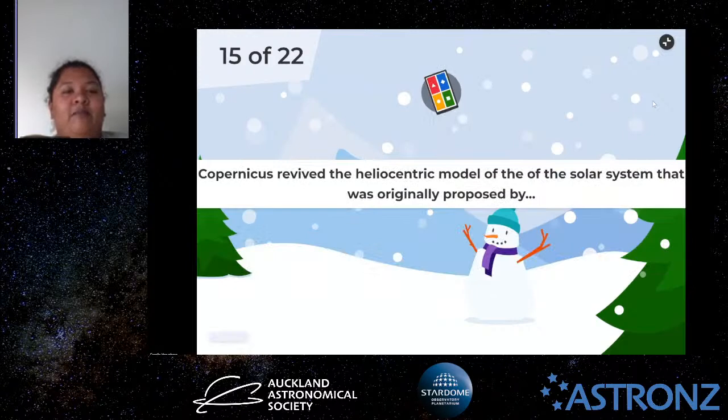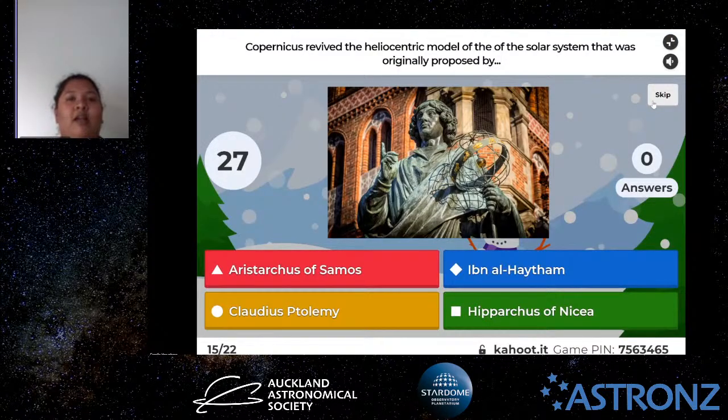We're on question 15. Copernicus revived the heliocentric model of the solar system that was originally proposed by one of these famous astronomers. Copernicus probably didn't even know that this person's model was there, but someone did propose the heliocentric model of the solar system a little bit before Copernicus. So who was it?